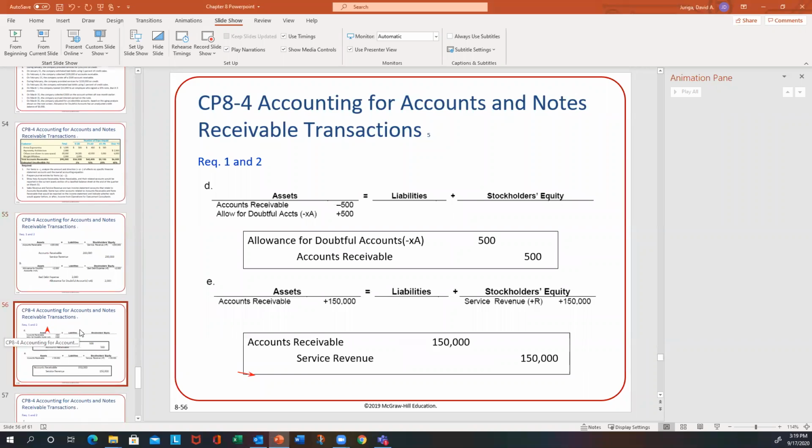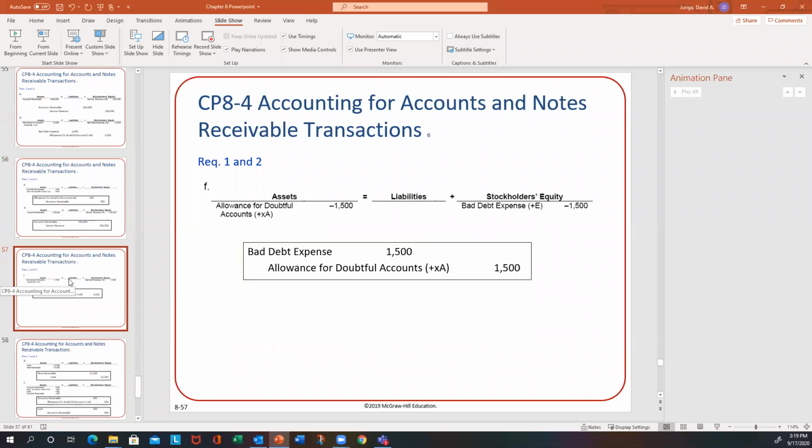All right. So then on this one, it looks like we've got a write-off of a receivable. So you debit your allowance and credit accounts receivable. On letter E, it's just another sell on account, or service revenue. So debit AR and credit your service revenue. And then it looks like on letter F, it's your bad debts expense.